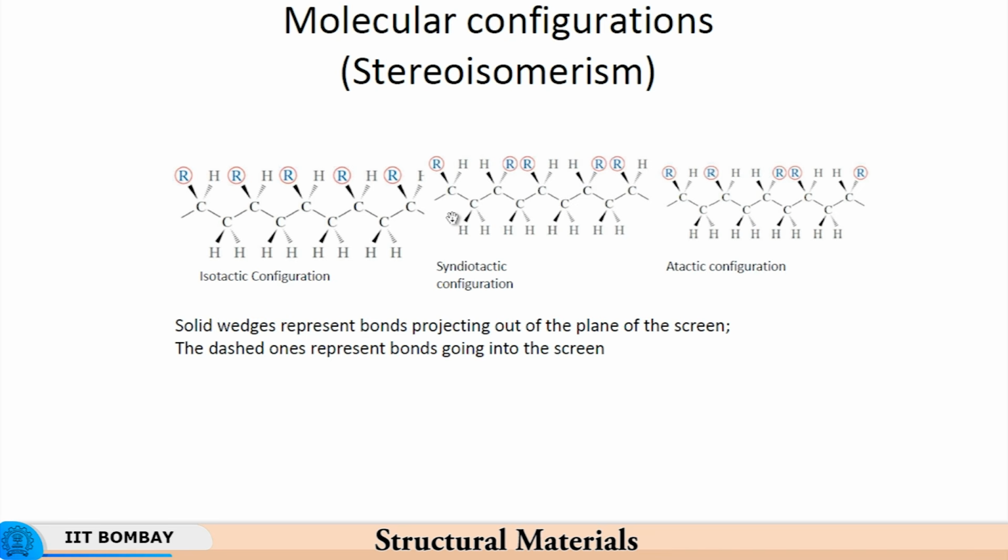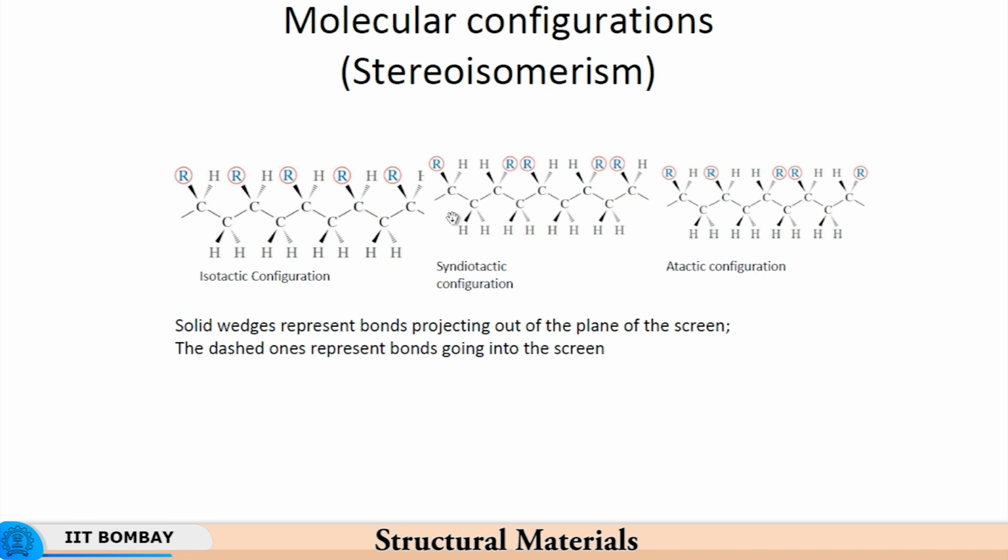As opposed to that, in an atactic configuration, you have these functional groups on the left hand side here and on the right hand side over there. So they can appear either on the left hand side or on the right hand side in an atactic configuration. So there is no systematic way of arranging these functional groups R.